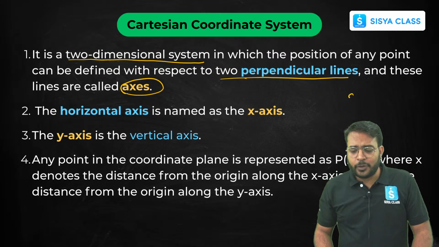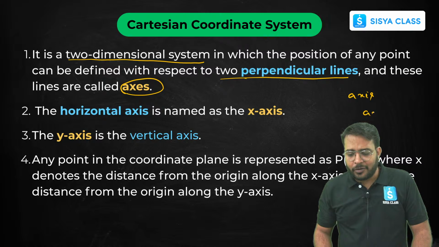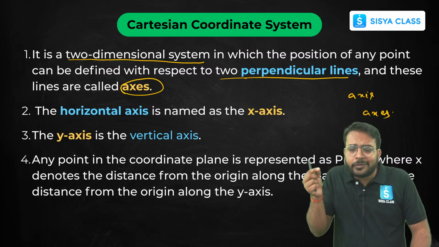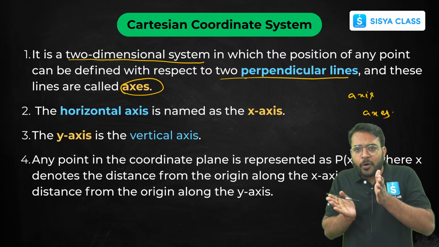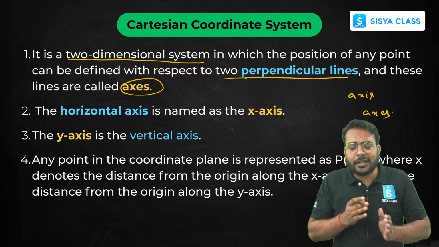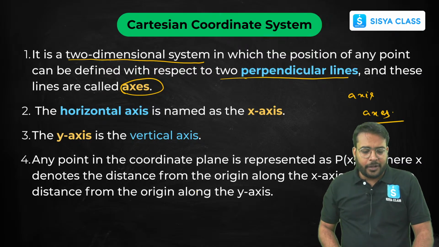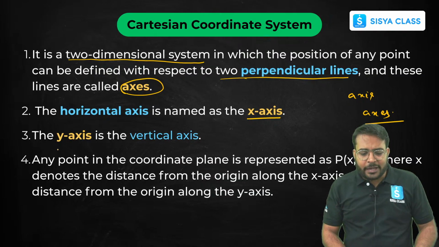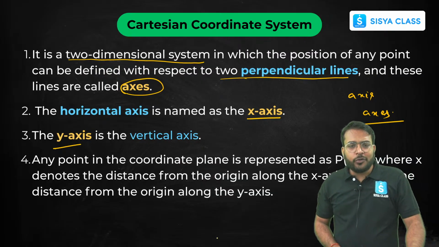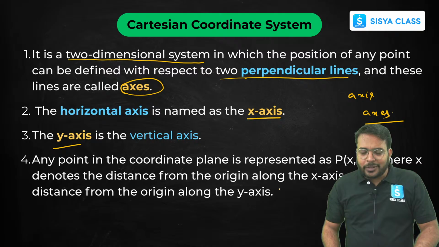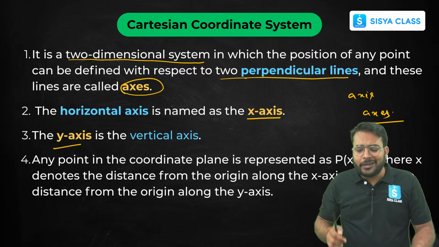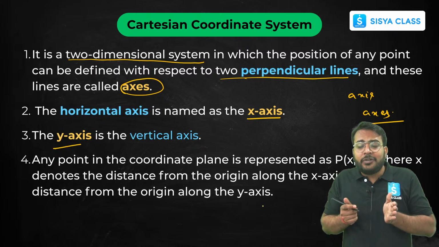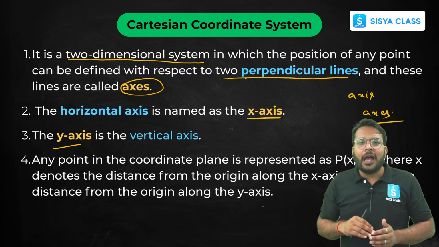Understood? There is a difference between axis and axes. When we talk about only one, it is an axis. When we talk about x and y together, they are called axes. The horizontal one is called the x-axis, and the vertical one is called the y-axis. Understood my point? And whenever we locate any point, that coordinate is written or represented with respect to its distance from the x-axis and y-axis.